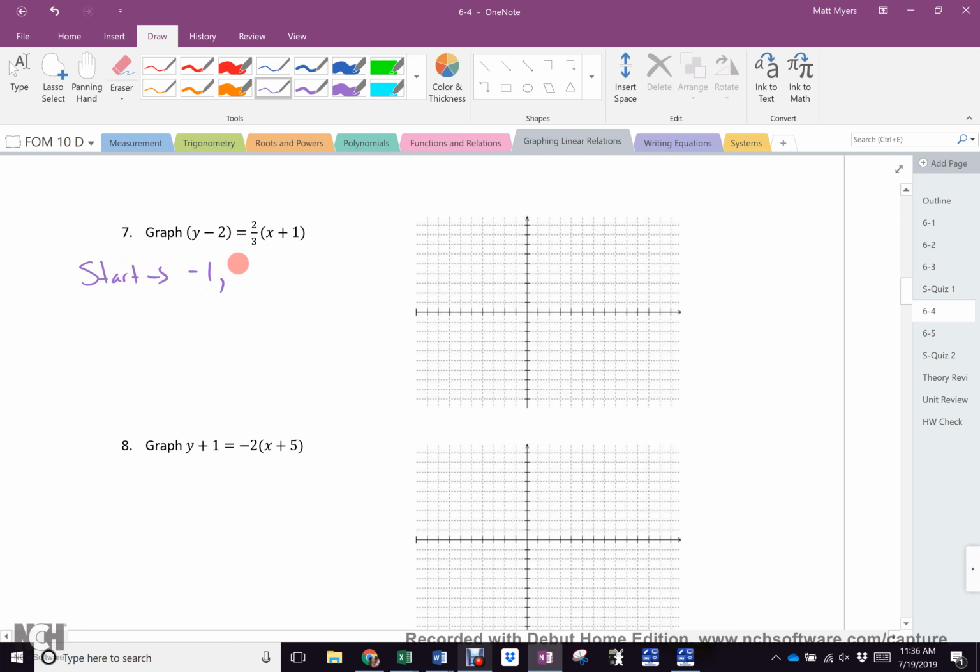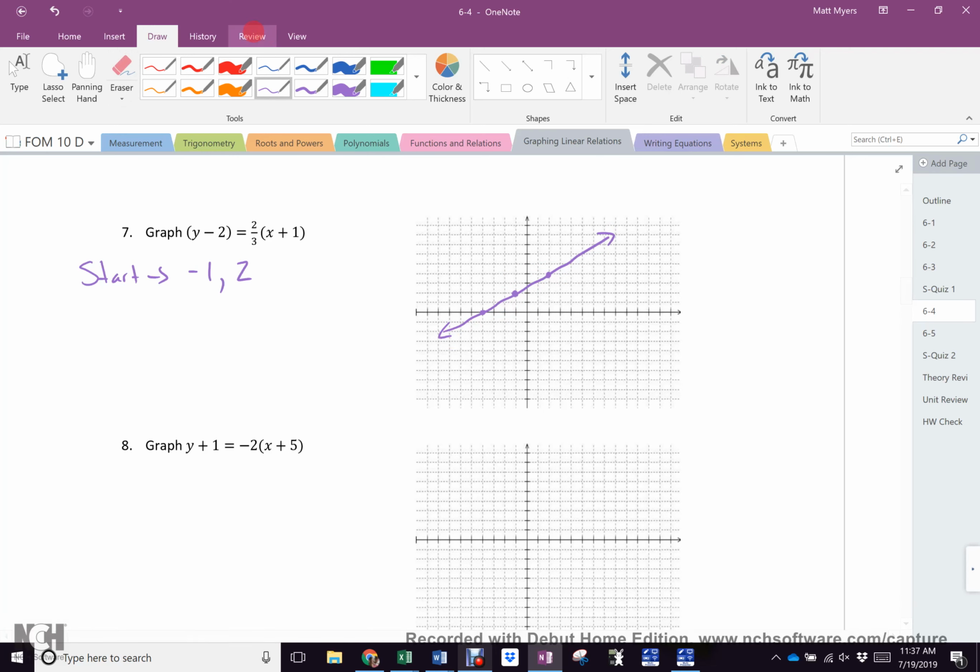What's my starting point here? Negative 1, 2. Negative 1, 2. What's my slope? So what do I need to do? Up 2 and right 1, 2, 3. Or, I think I went right 4 there. 1, 2, 3. Or down 2 and left 3. Doesn't get much easier, does it?